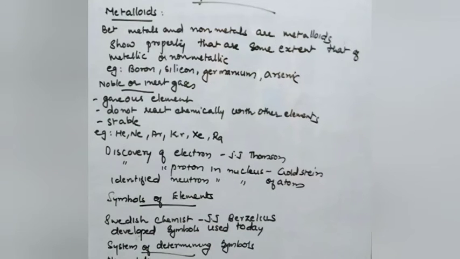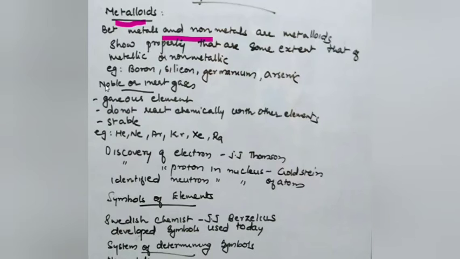Then talking about the metalloids, that is, between metals and non-metals are the metalloids. Till now we talked about metals, non-metals and their characteristics. Now we are talking about the metalloids. They lie between the metals and non-metals. They show properties to some extent of both the metallic and the non-metallic, because they lie between metals and non-metals. Metalloids include boron, silicon, germanium and arsenic.